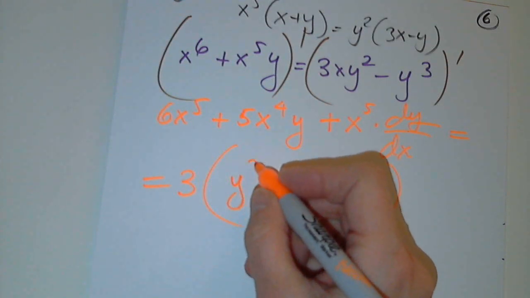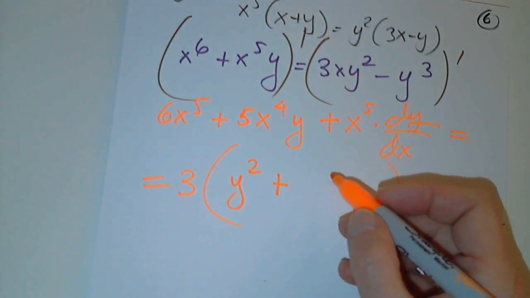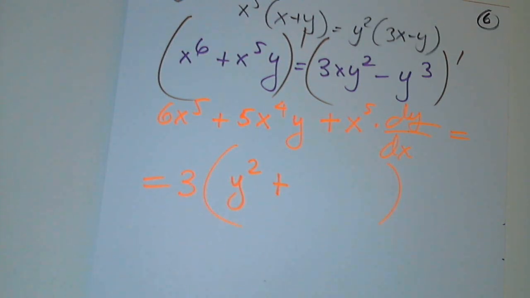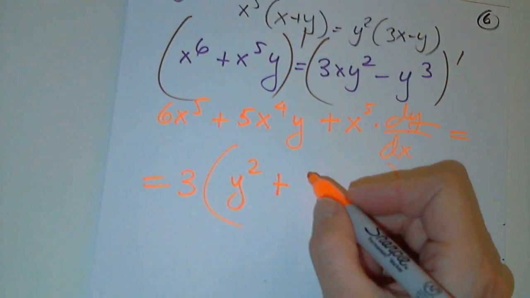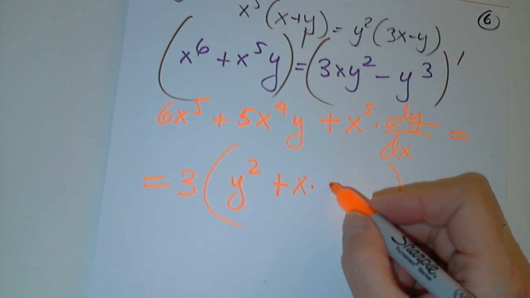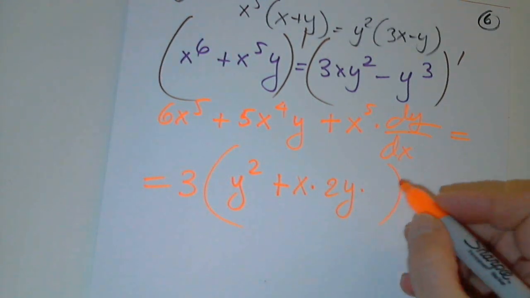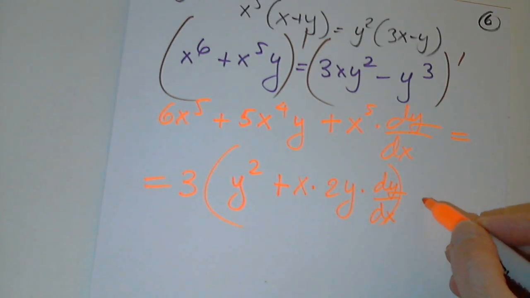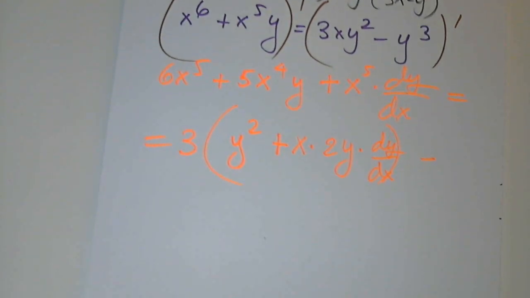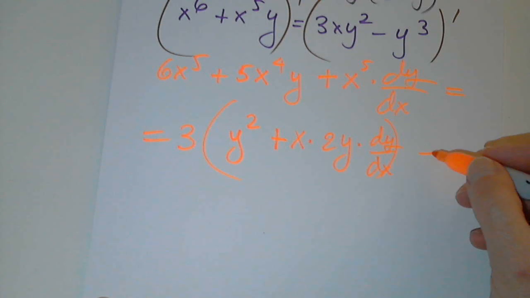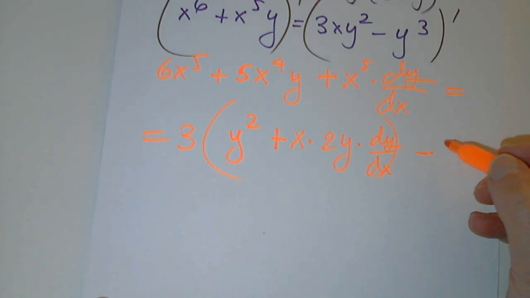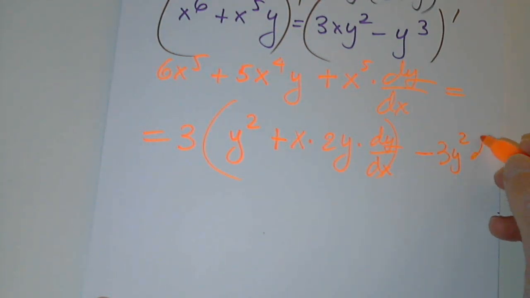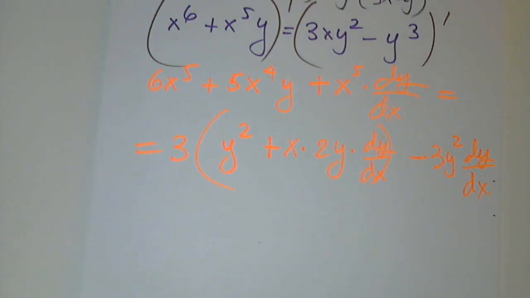One, four, yes? Minus, it is plus. 2 y dy dx. Excellent. And finally, I'm here. Excellent. Thank you. Well done. So remember, we are after this.